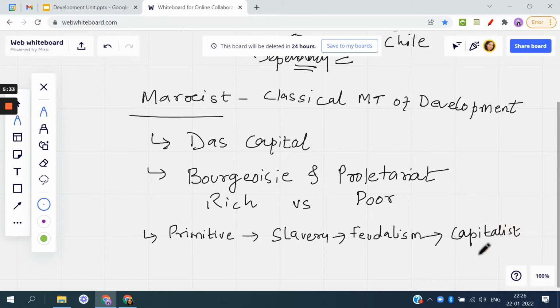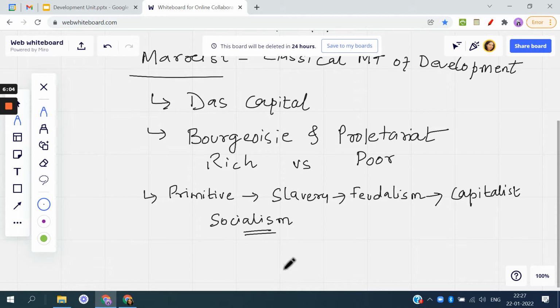Now, in this capitalist stage, rich versus poor, bourgeoisie versus proletariat, these would be the classes over here. And then, lastly, Marx assumed that there would be socialism after this, where all the resources would be owned by the state. Socialism, where equality would prevail, and poverty would no longer be there. So these were the five stages Marx envisaged.